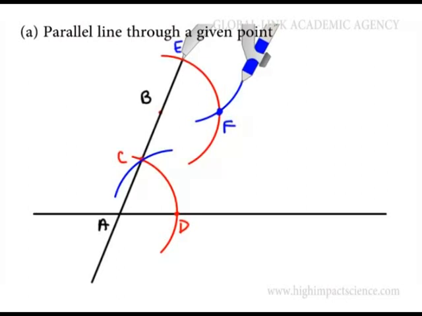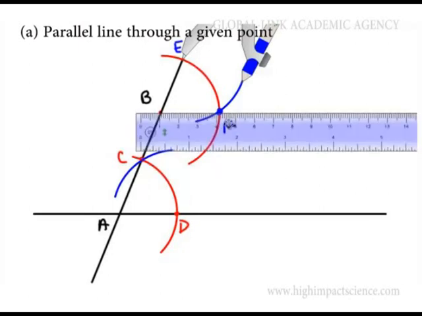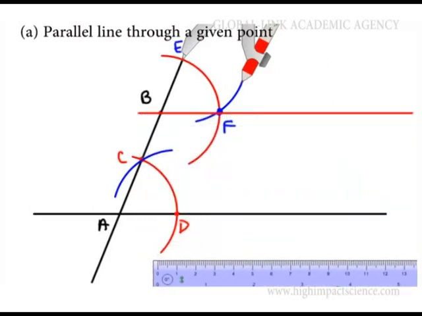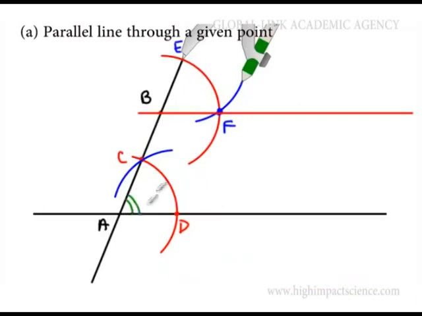Now the thing is, CD is equal to EF. That's basically why we were measuring length CD. The only thing to do now is draw a line through B and F. And you can be sure that that line is parallel to our original line below. Why? Because angle CAD is equal to angle EBF. So that's how you reproduce angles and how you get parallel lines.